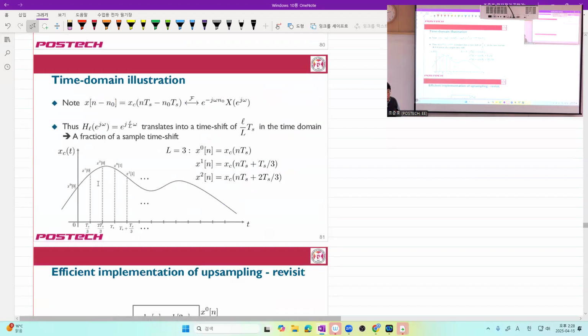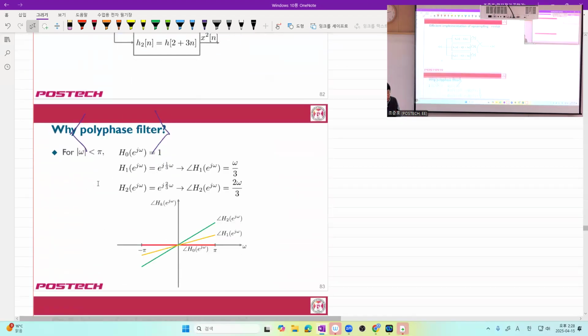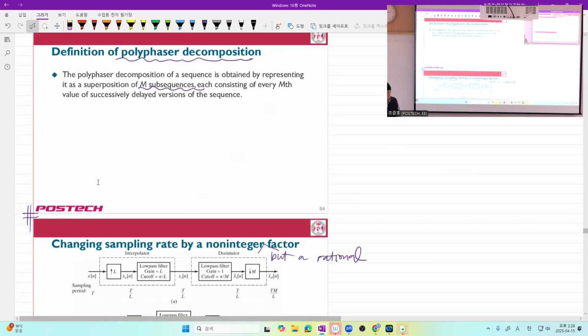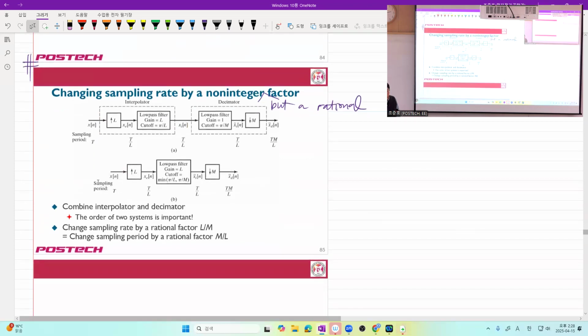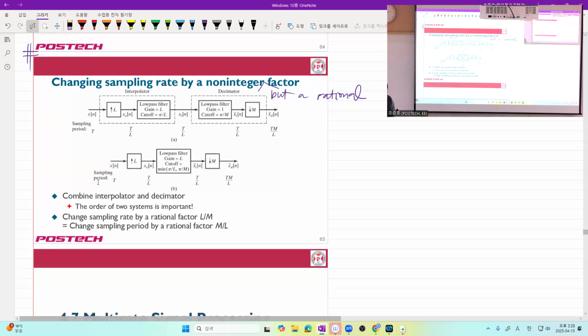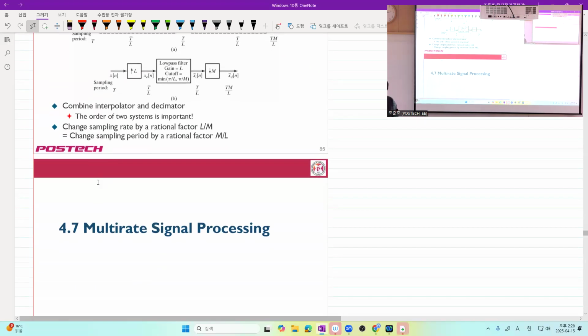You read this part and can easily understand. Got it? Okay. Here goes today's topic. And today's topic is multi-rate signal processing.